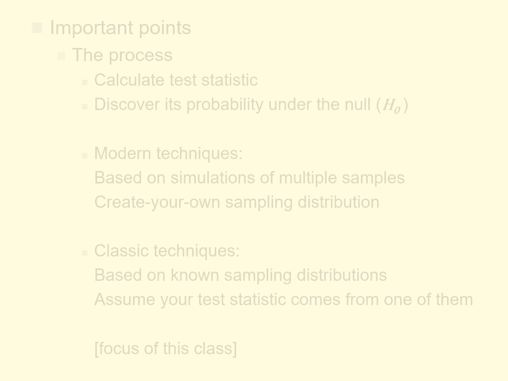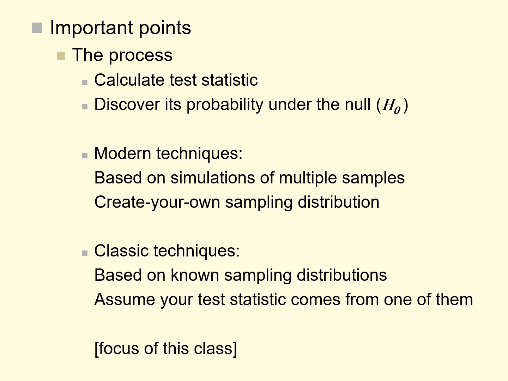So if all this discussion of sampling distributions has your head spinning, let's focus on the important points. The important points are that there's this process that we do. We calculate a test statistic and we discover the probability of it, or indeed of values greater than it, under the null hypothesis. Now, modern techniques for doing this develop simulations of lots and lots of data sets and build their own sampling distributions. The classic techniques are based on assumptions about known sampling distributions. Specifically, we assume that our test statistic really belongs in one of these mathematically worked out probability distributions.